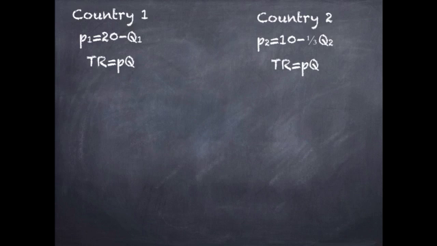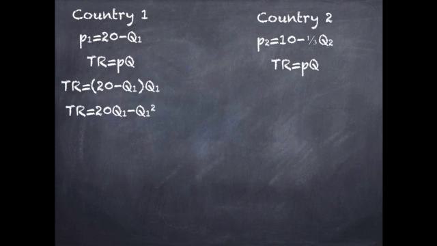So remember that we have country 1, where price 1 is equal to 20 minus Q1. And remember that total revenue is P times Q. So if I multiply P1 times Q1, so that's 20 minus Q1, multiplied by Q1, multiply that through, I get total revenue is 20 Q1 minus Q1 squared. If I take the first derivative of that, I get that marginal revenue is equal to 20 minus 2Q1.